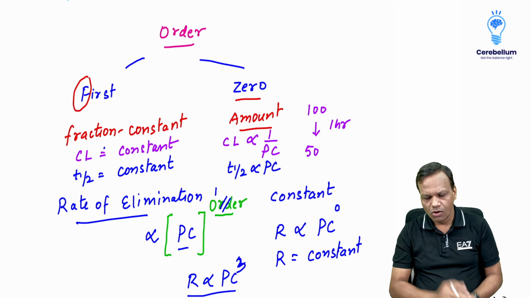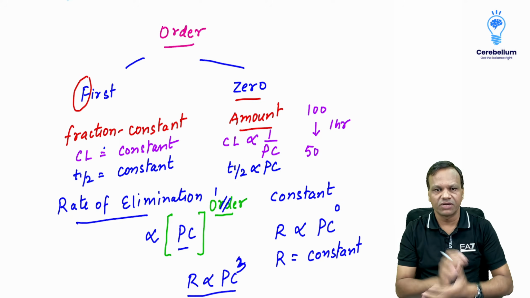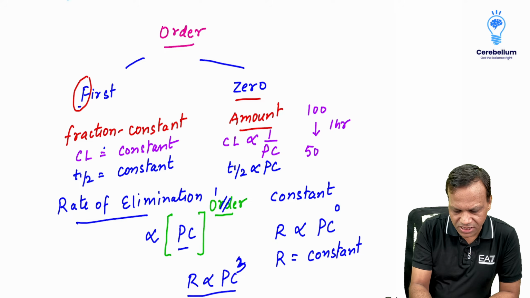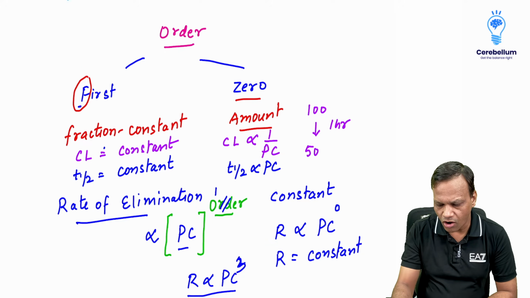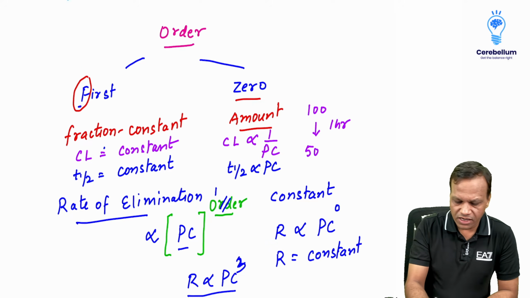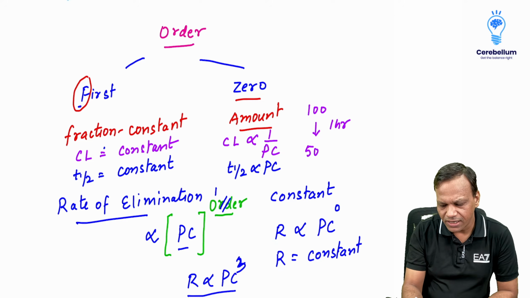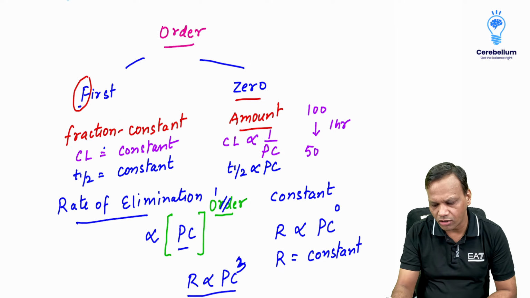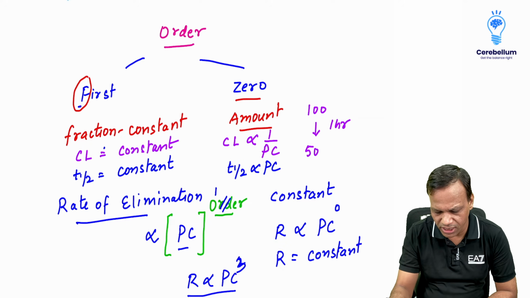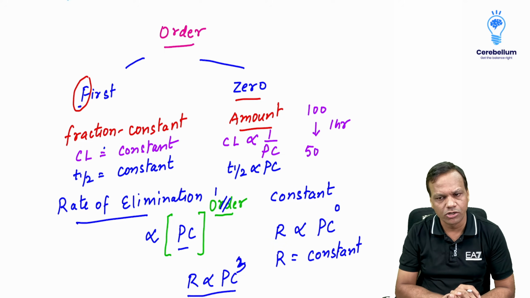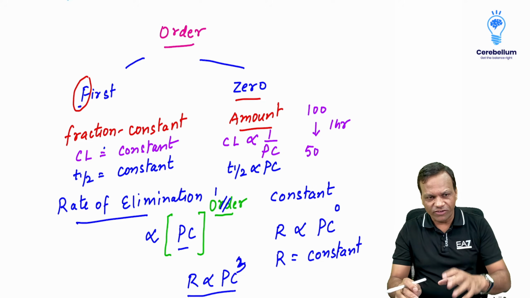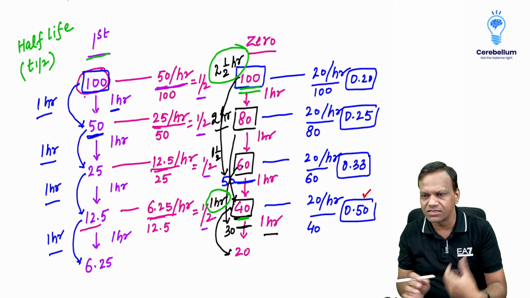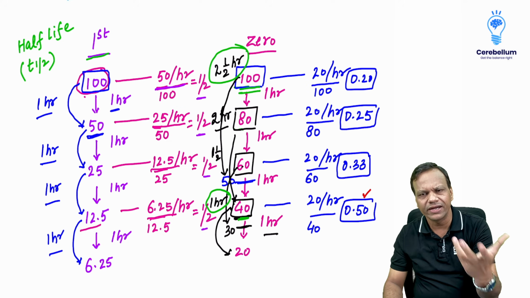Okay. So 4 important differences between first order and zero order kinetics. In first order, F, meaning fraction, is constant. In zero order, it is not constant. In first order, clearance is constant and half-life is also constant, but in zero order they are not constant. Clearance is inversely proportional and half-life is directly proportional to plasma concentration. Now, without doing this mathematical work, you can also answer these questions. Just apply your brain a little bit.